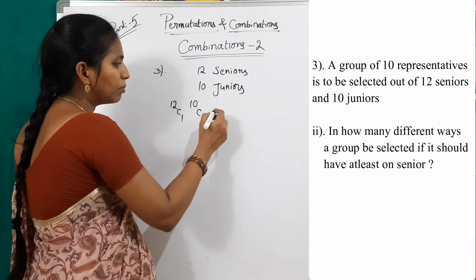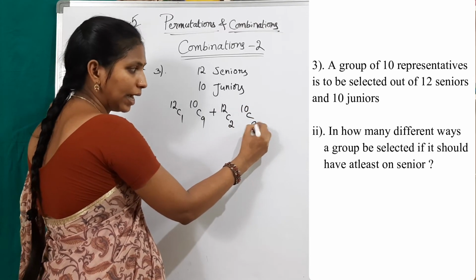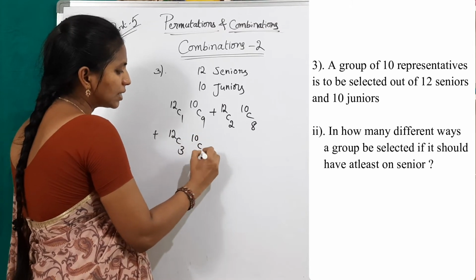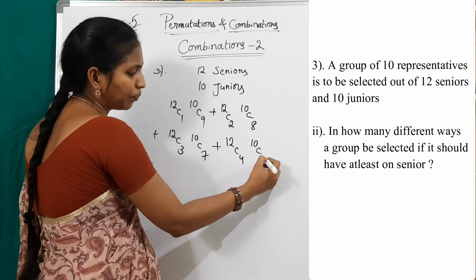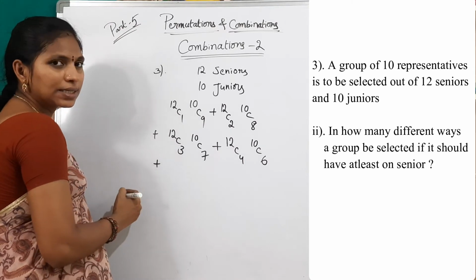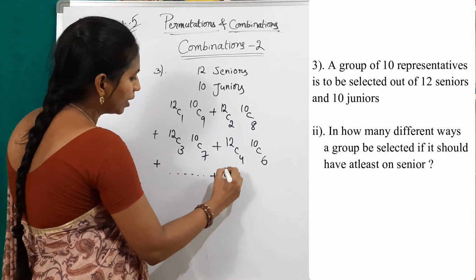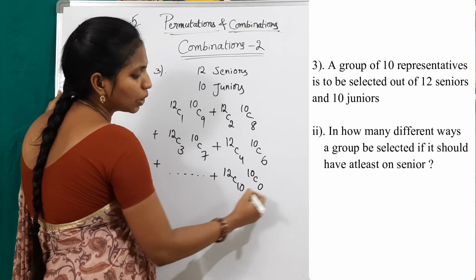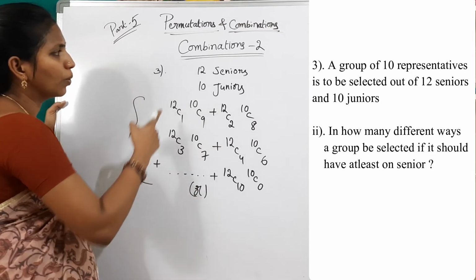Total how many members? 10 members. Plus 12C2 into 10C8, plus 12C3, 10C7, plus 12C4, 10C6, plus and so on, up to 12C10 and 10C0. Or we can write it like this also.